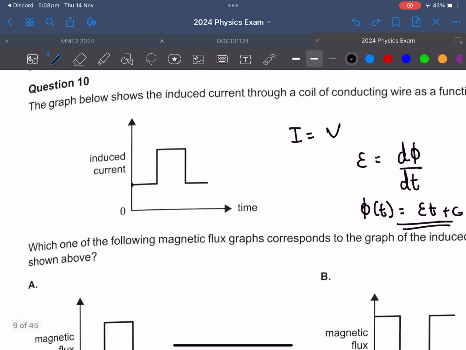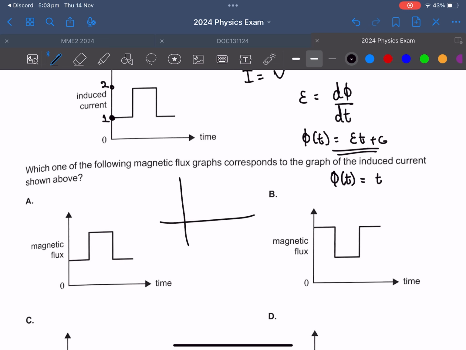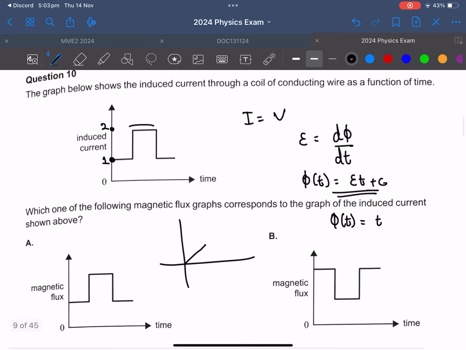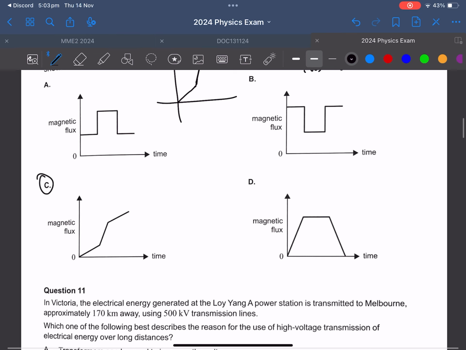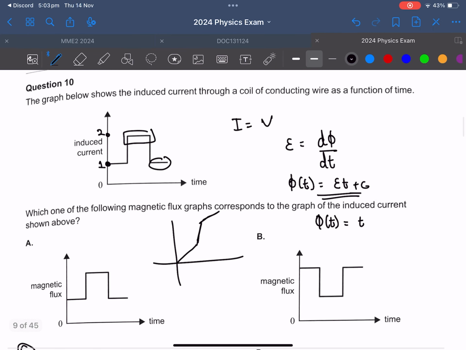Let's say this is 1 and this is 2, for example. Our induced current will basically become t plus C or whatever that is, so the graph would have something like this. Then for this portion, if we integrate this, we'll have a higher gradient, steeper, and then we are back to the normal one, so it will have something like this. So I think option C, there we go. Option C matches the graph.